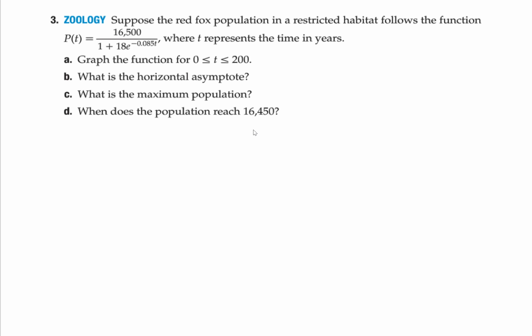Let's do one more. Zoology. Suppose the red fox population in restricted habitat follows a function of this. So again, just looking at this, there's so much stuff I know, right? I know I started with about 18 something. I got the max population to be 16,500. All that good stuff. So they want to graph this function from 0 to 200.